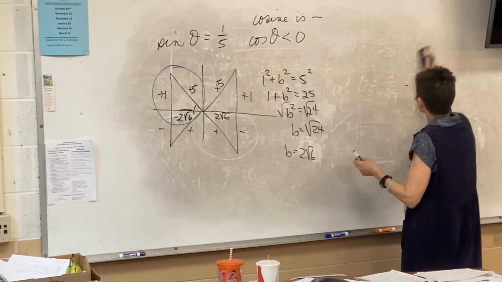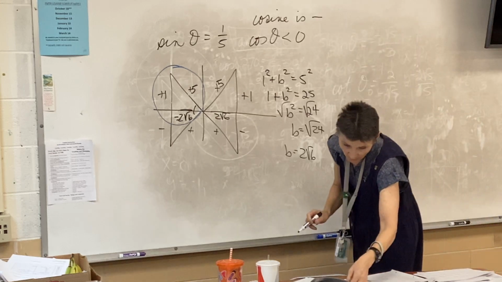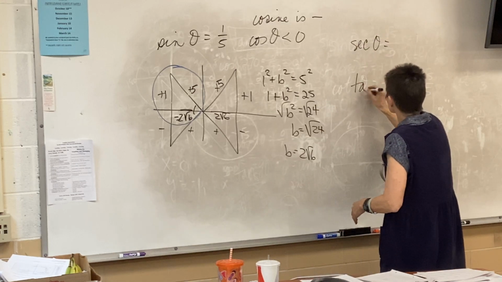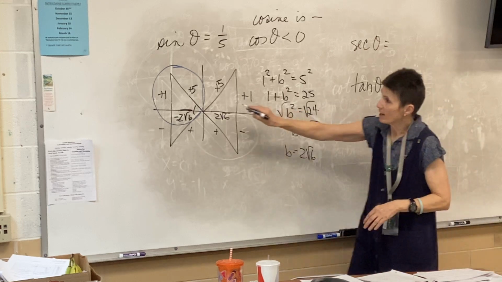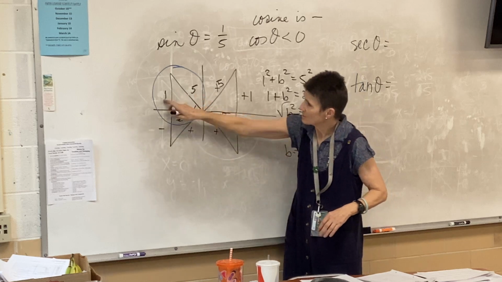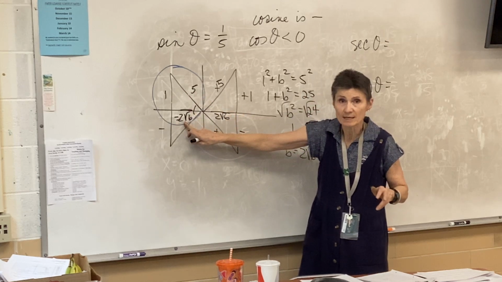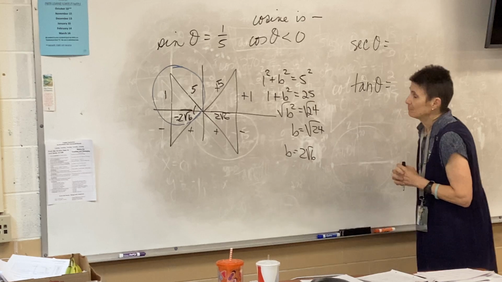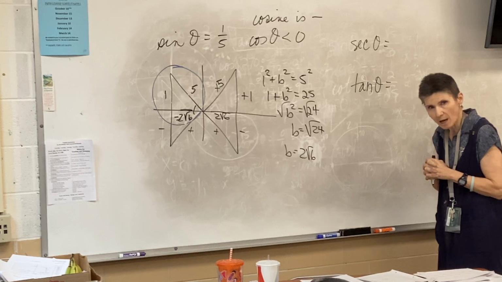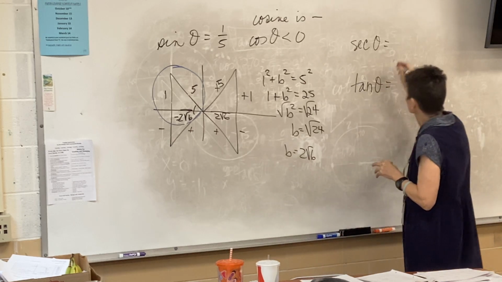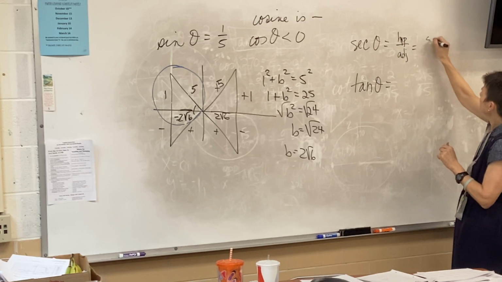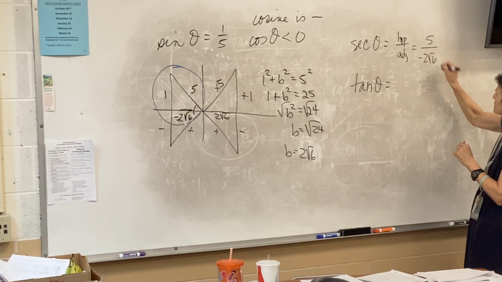So what are we trying to find this time? We want the secant and tangent. So this is your triangle. I'll get these pluses out of here. That's a little confusing maybe. Okay, so that's 1, that's 5, that's negative 2√6. Okay, so the secant is the reciprocal of the cosine. So it's going to be hypotenuse over adjacent. So that's 5 over negative 2√6.